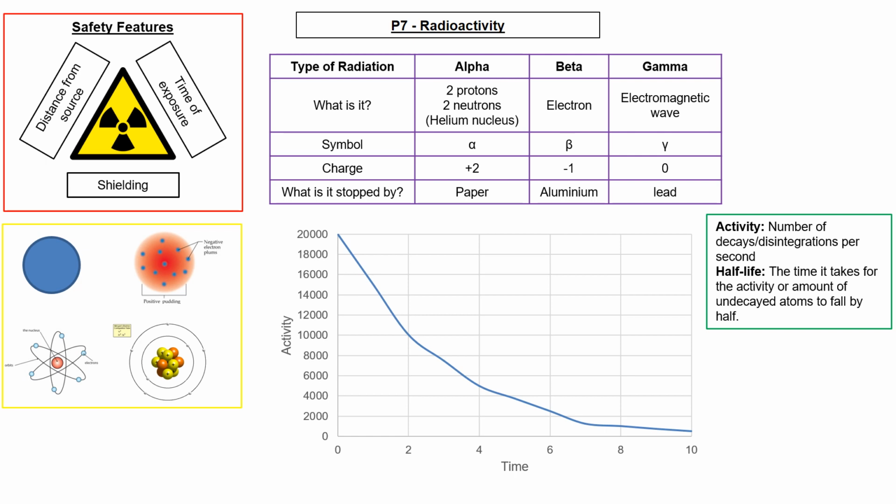Now you'll notice that we start off at 20,000 for the activity. Now to work out the half-life, we need to think about the time it takes for the activity or the amount to drop by half. Well, half of 20,000 is 10,000. So using this graph, we scroll across from the y-axis at 10,000, there we go, and we draw a horizontal line to the graph line itself.